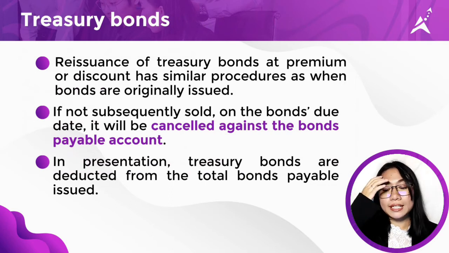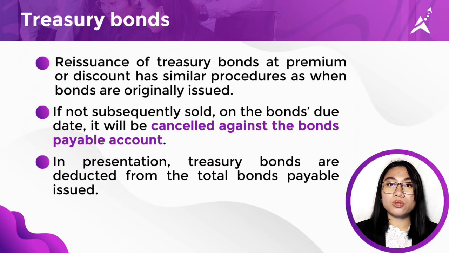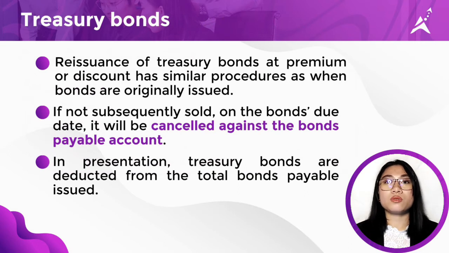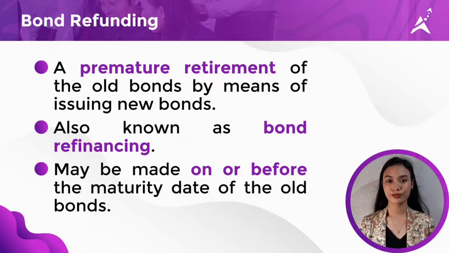So, kapag pinresent natin ang treasury bonds, ang treasury bonds ay dinededuct natin from the total bonds payable. So, if ang bonds payable natin has an amount of 5 million, and then the treasury bonds has an amount of 3 million, i-less lang natin yun. 5 million minus 3 million, it will then be equal to 2 million.